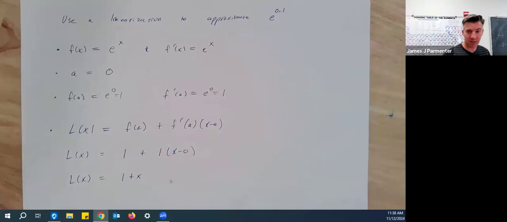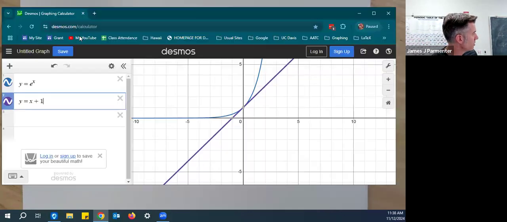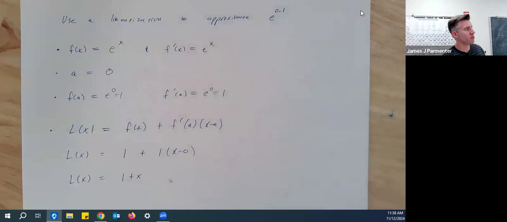Which shouldn't be surprising because if you look back at the graphs, the graph of e to the x is that blue one. The graph of y equals x plus 1 is that purple one. And it's exactly the graph of the line tangent to the function at the point of linearization. Every time. That's what we're just finding, a tangent line. We've just, for some reason that's unfortunate, removed it from its meaning, which is too bad almost.